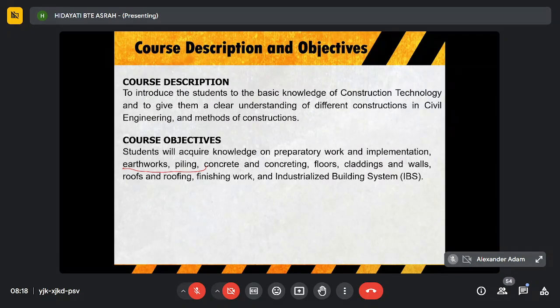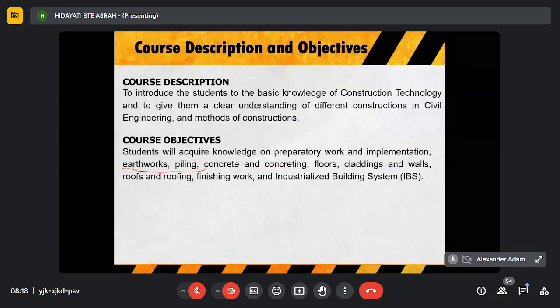Okay, and also in concreting, floor, cladding, and walls, roof and roofing finishing, and also industrial building system, which is IBS. Okay, so actually there are many types of construction technology, such as drone.